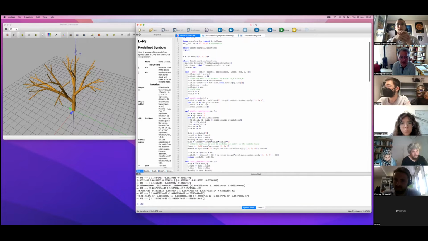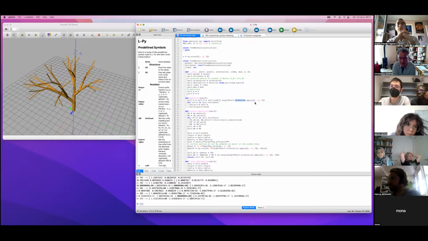Getting the position is quite simple. The turtle is always pointing in the X direction, so point B is point A plus the length times the X axis in the branch frame.